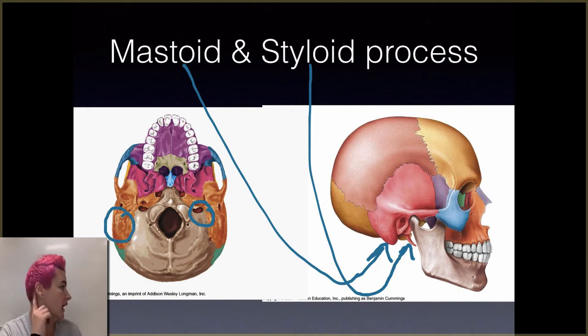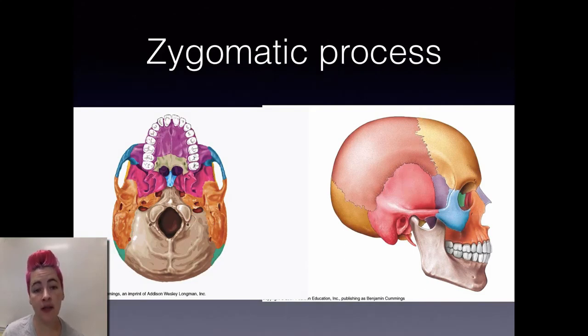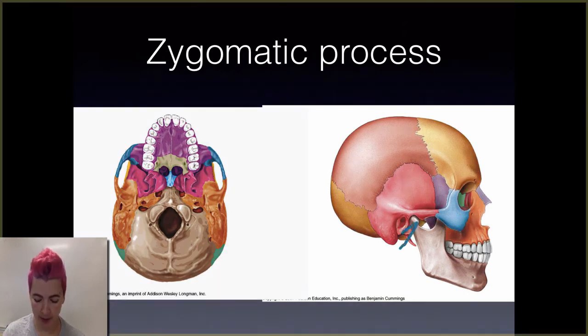The mastoid you can actually feel. It's this bump right back here. The zygomatic process of the temporal bone forms the back end of your cheekbone. The zygomatic process is here. It's easier to see it on this view. It's the orange part of that arch that sticks out.